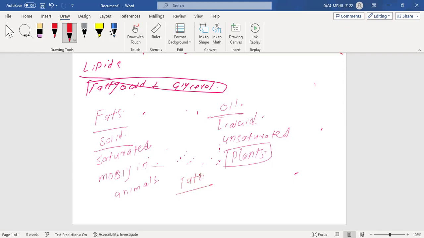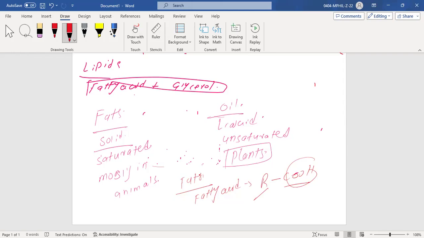So in case of fats, we know fatty acid is attached with glycerol. What is the general formula of fatty acids? Fatty acid is actually RCOOH. R is an alkyl group, and COOH is a carboxyl group, a carboxylic acid group. You must know about this because you have studied it in your chemistry.